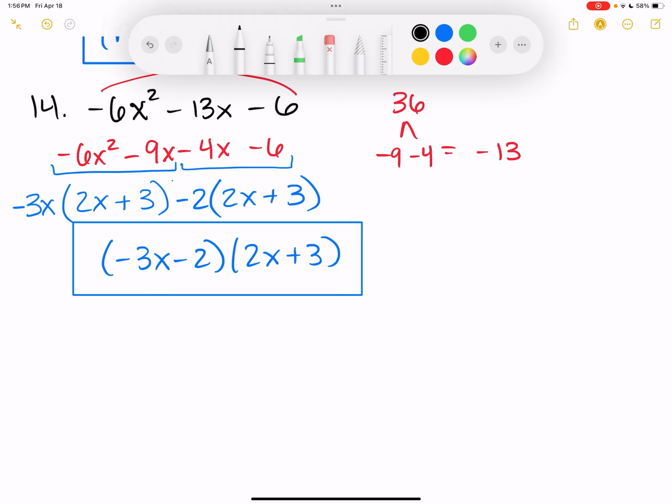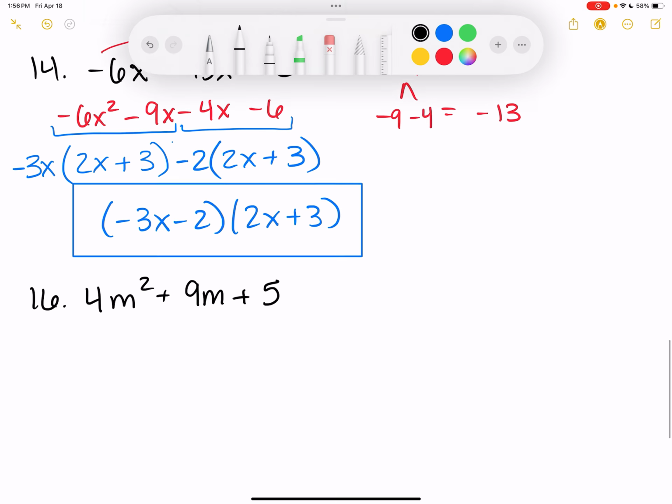All right, I want you to try this one on your own. We'll do just this one and one more. I'm going to have you guys try them on your own, and if we're good, then I'll go ahead and give you your problems. So start with this one, and then we'll go over it. So 4m squared plus 9m plus 5. So I'll leave one for reference for you. So work that one, see if you can figure it out.